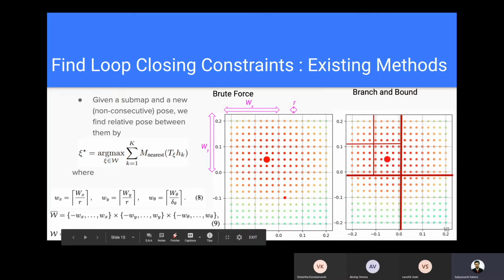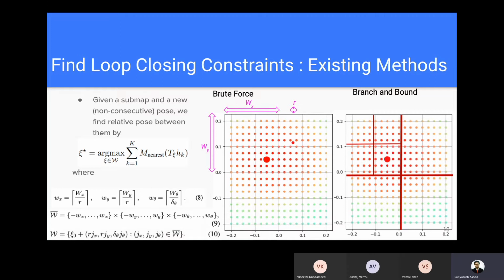Okay, so that is what branch and bound is now going to help you with. So any questions so far before we switch gears and revisit branch and bound?